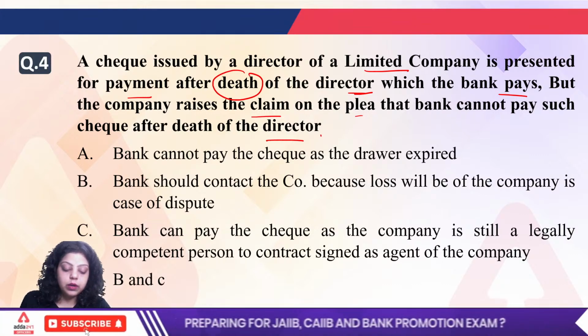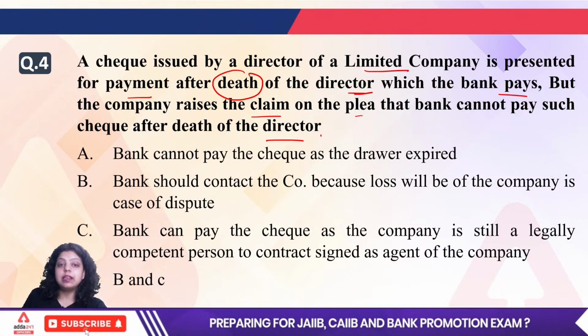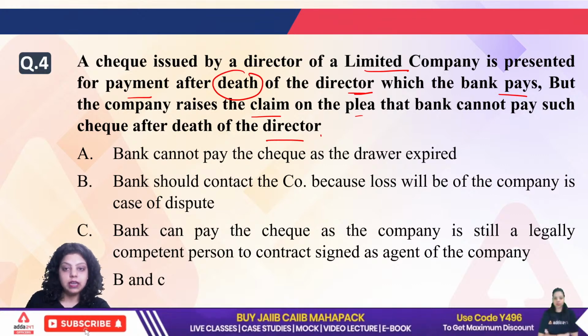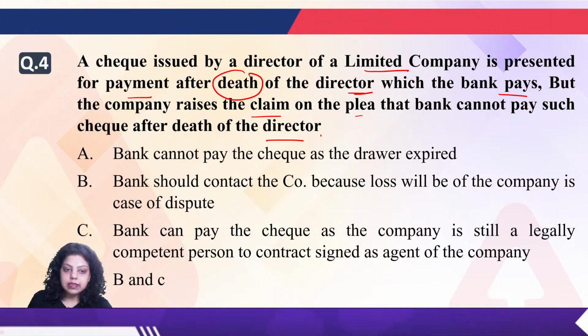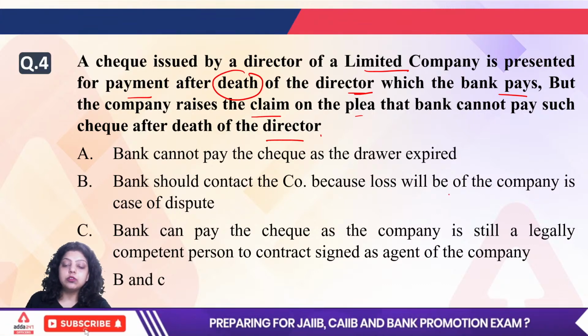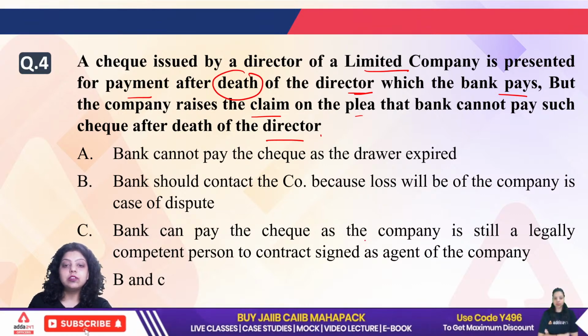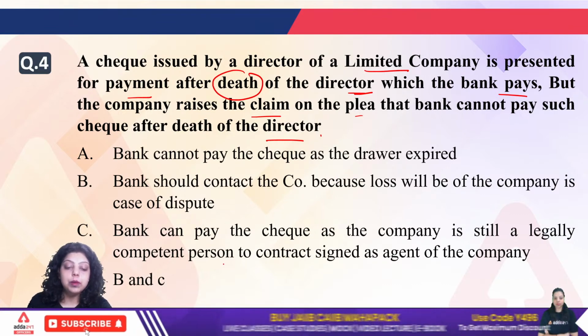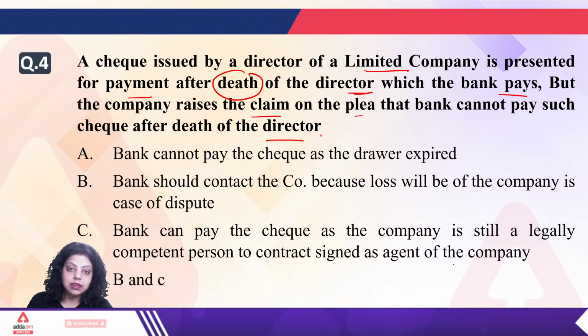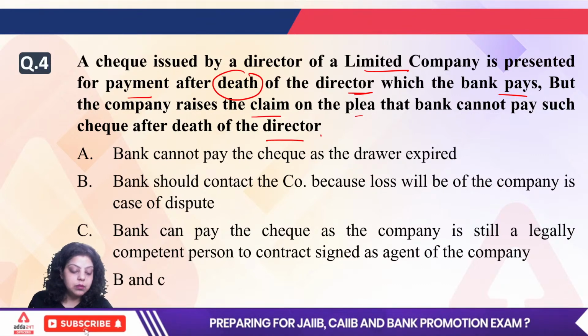Now, which of the following statements is true in context to when the death of the director happens? A is saying the bank cannot pay the check as the drawer expired. B is saying the bank should contact the company because the loss will be of the company in case of dispute. C is saying the bank can pay the check as the company is still a legally competent person to contract, signed as an agent of the company. And D is saying B and C.